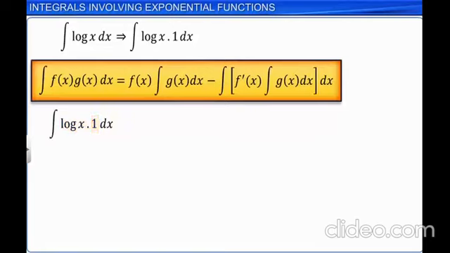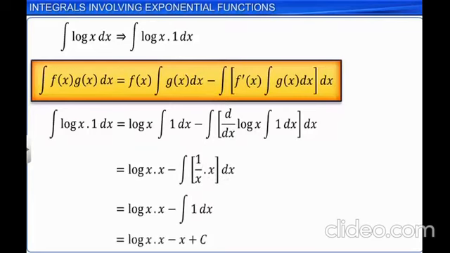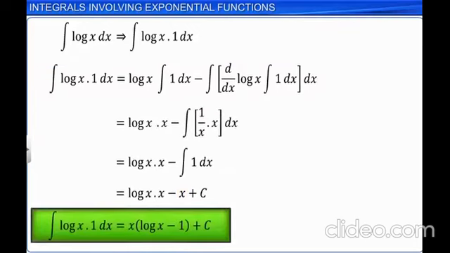Integral of log x into 1 dx can be written as shown. The common terms in the second integral get cancelled off. The integral becomes x. On simplification, we get integral of log x equal to x into log x minus 1 plus the constant of integration.